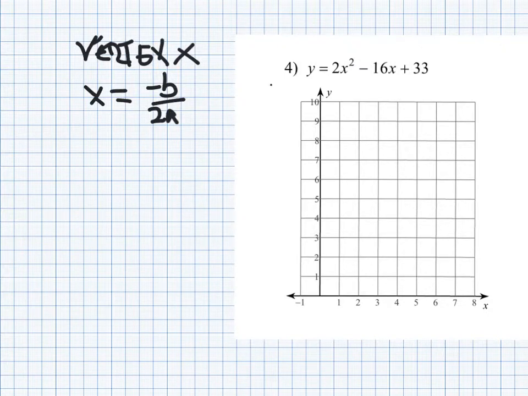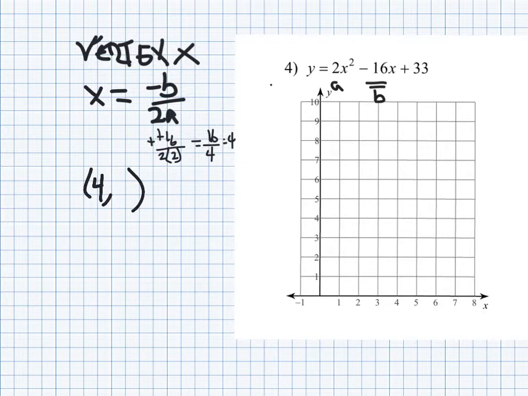So again, in this case, our b is negative 16, and our a is 2. So negative b, which is going to be a negative 16, which will be a positive 16, over 2 times a, which a was 2. So we've got 16 over 4, which is 4. Great. That is our vertex x value.